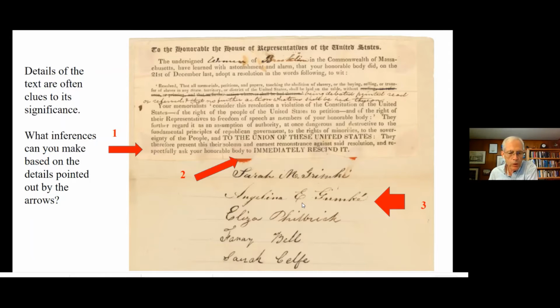Angelina marries Dwight Theodore Weld, and he's a leading colleague of William Lloyd Garrison. And the sisters are really active in the abolitionist movement, but they're also among America's first feminists because they're going to be pushing for women's equality in the 1830s. And so they're way ahead of their time in that regard. So this petition has a lot going on in it. And I think it's a good teaching tool because all those different dimensions are interesting, but also the kids would read about that in a textbook or another kind of text, and then they can go back to this document and see the real thing.